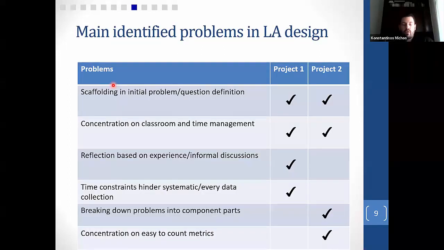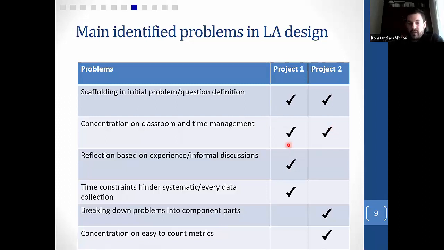Although we analyzed two completely different contexts in two different countries, we found some common topics and issues that applied in both cases. The first topic that we identified relates to scaffolding, as teachers needed additional support to define the problem and their initial question. Moreover, teachers tend to focus on classroom management or time management, and this appeared in both cases.